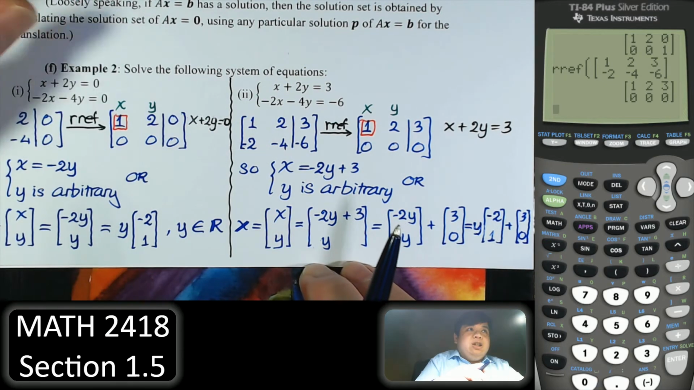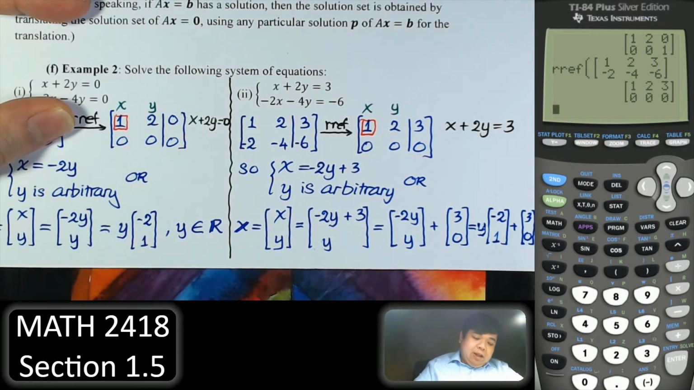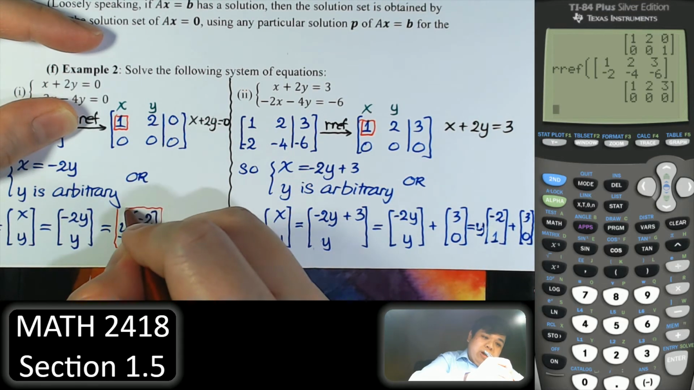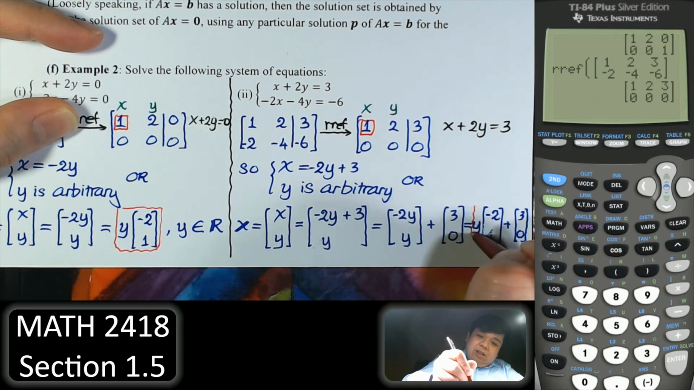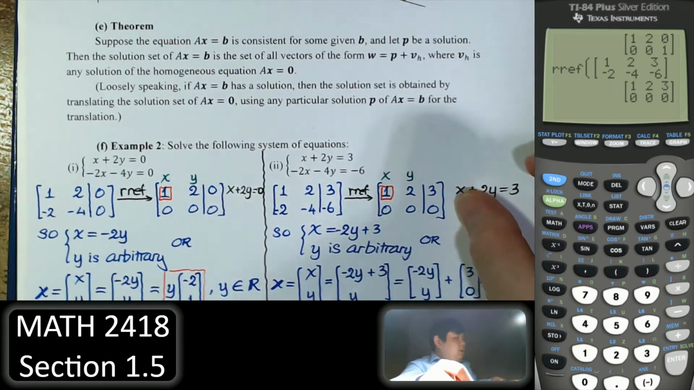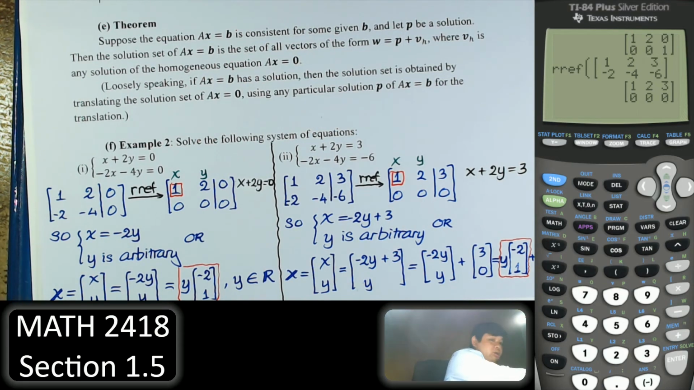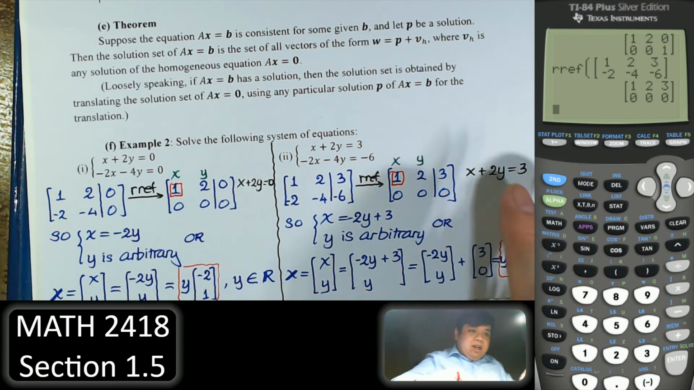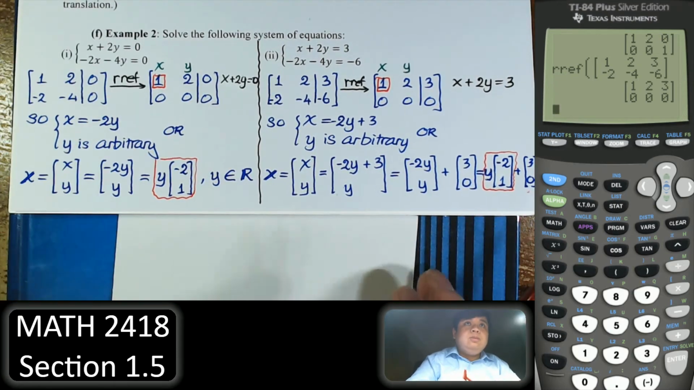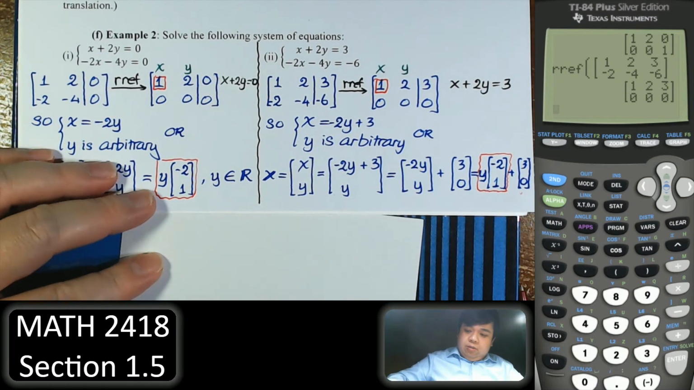Now look at the solution of these two. We see that we have this component for the homogeneous solution. In that case, this 3 and 0 is called a particular solution. So that's good and all. Now let's look at the graph of this. I'll try to sketch the graph. Just a sketch.